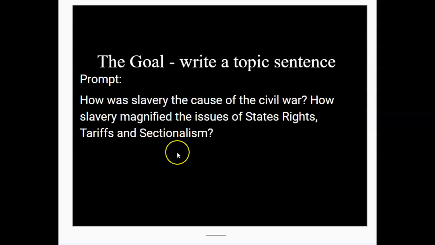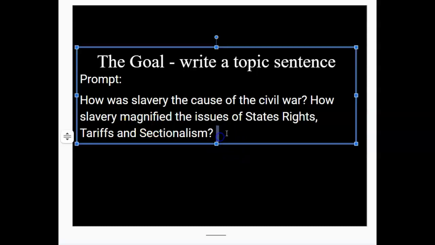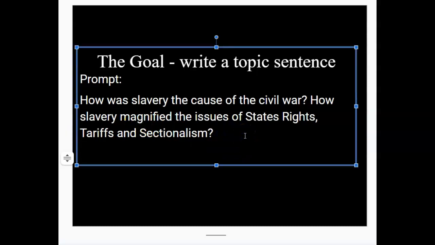To write a topic sentence, the easiest thing you can do is turn the prompt into a statement. So for example, if I come in here and I'm just going to type right in the PowerPoint, it says, how was slavery the cause of the Civil War? In order to start a prompt, I would simply put slavery was the cause of the.